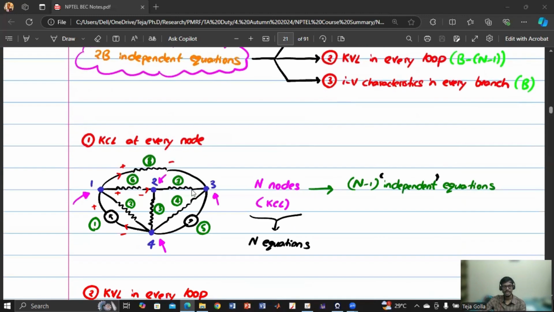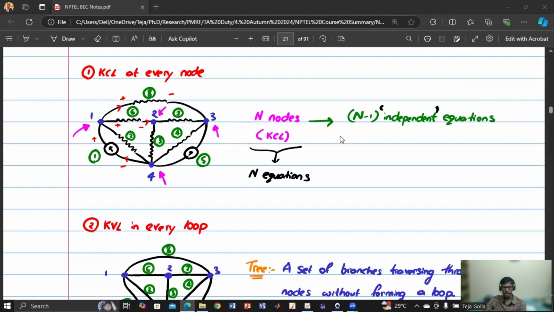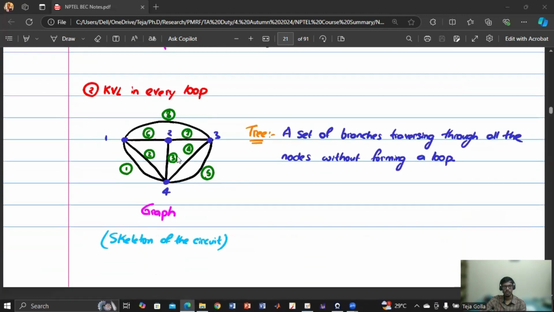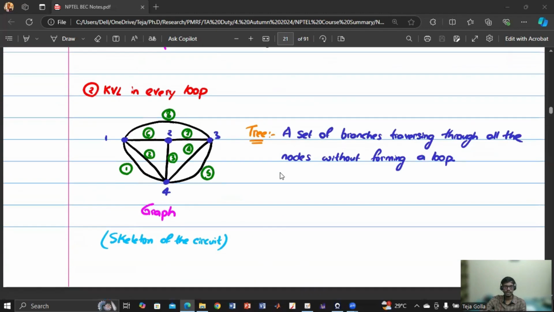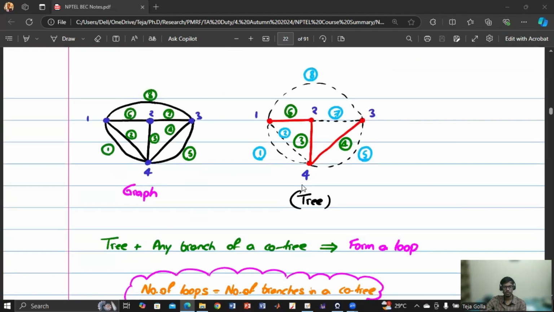So KCL at each node, if you apply, you will get n minus 1 independent equations. Now if you think about KVL in each and every loop, then you will get b minus n minus 1. But how do we know how many KVL equations we need to apply? So that's when we started discussing graph, and then we started discussing tree. A tree is nothing but a set of branches which traverses through all the nodes without forming a loop. So in this case, there may be different trees: 1 to 2, 2 to 4, 4 to 3, or 1 to 4, 4 to 2, 2 to 3.